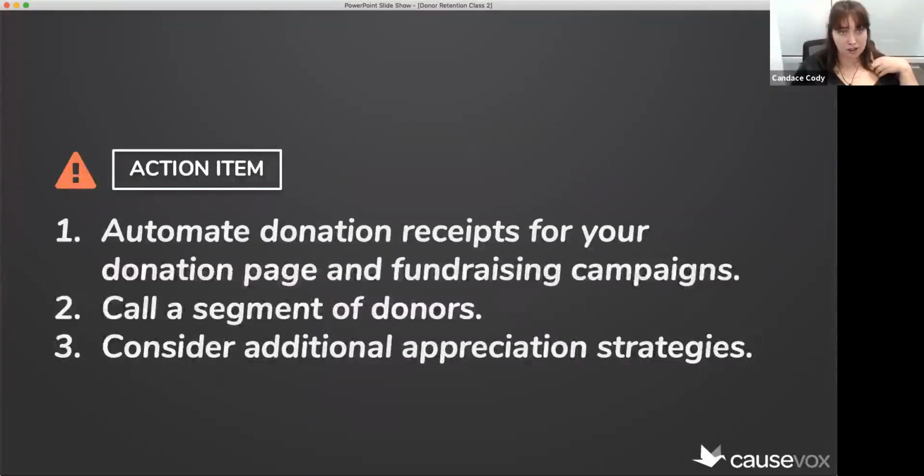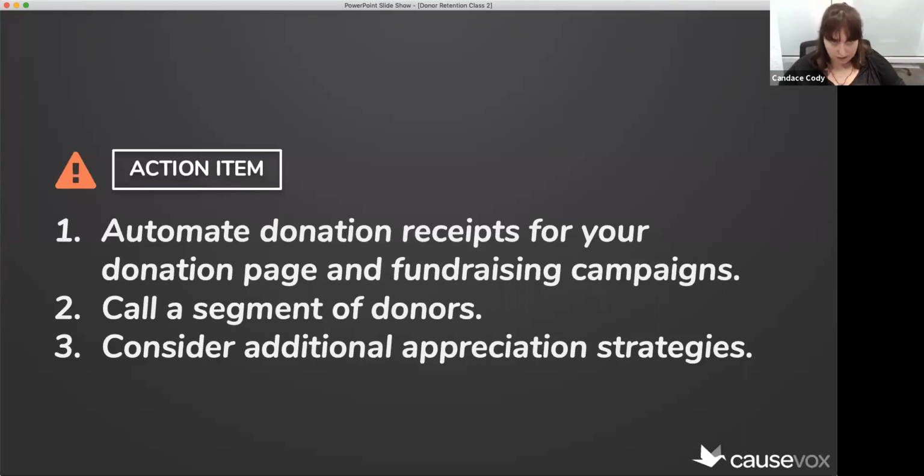So action item for you is to make sure that your donation receipts are automated for your donation page and also any other fundraising campaigns that you do. So whether you do an event or, you know, just a digital fundraising campaign, making sure that all of those receipts are automated, because that immediate thank you is super, super important for your retention, and a super easy win as well.